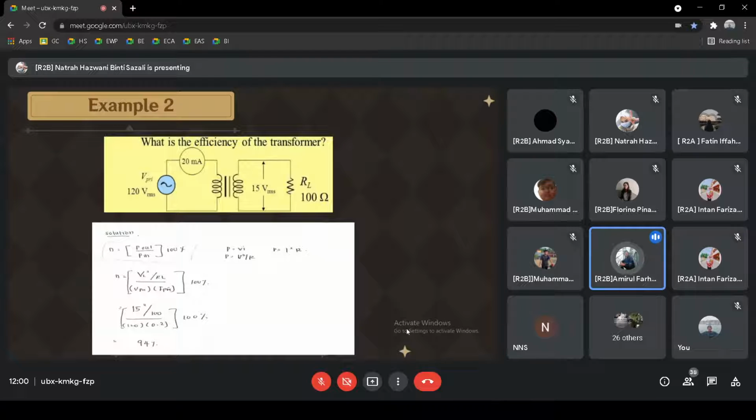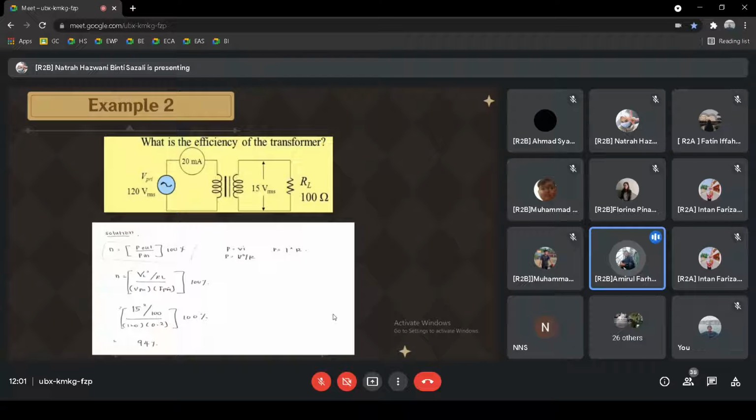So the next example question is: what is the efficiency of the non-ideal transformers? On our question, we have the circuit of non-ideal transformers. We have primary part and secondary part. On primary part, we have 120 volt for V and 20 milliampere for I. And the secondary part, we have 15 volt for V and RL is 100 ohms for R. So how to find efficiency in this non-ideal transformers?